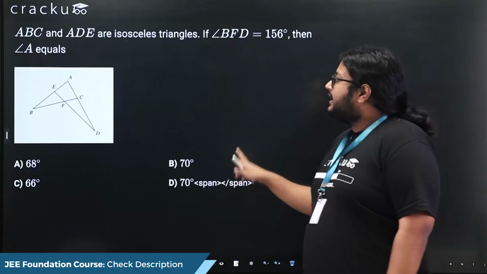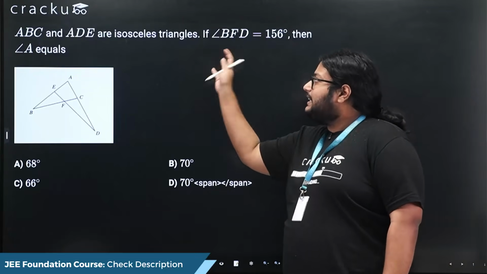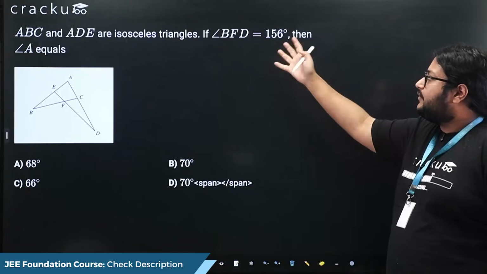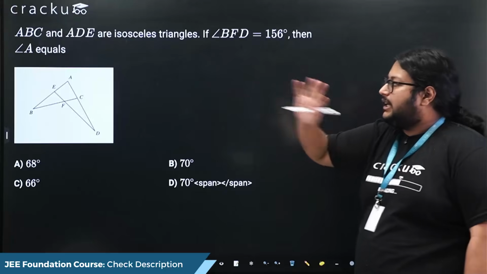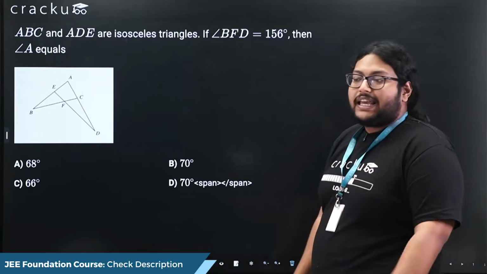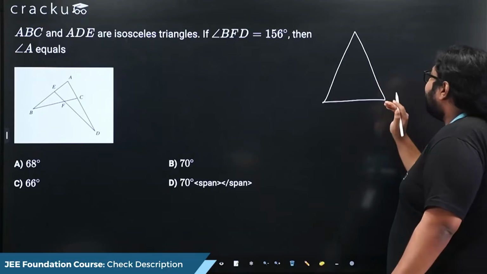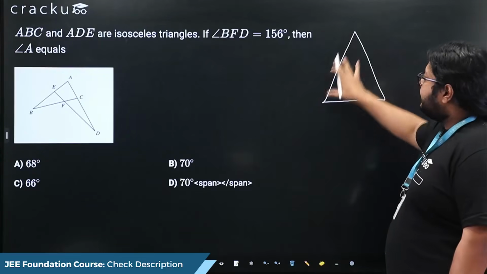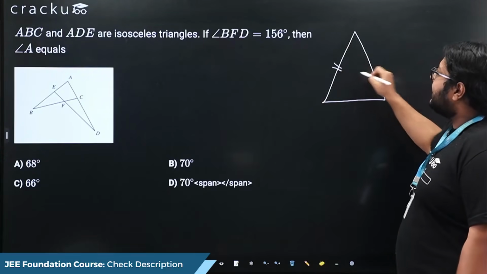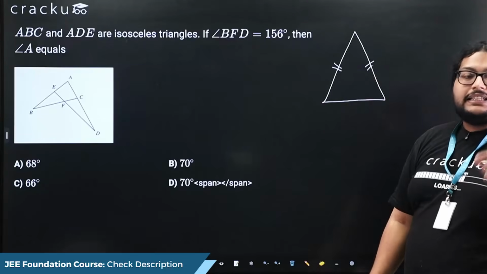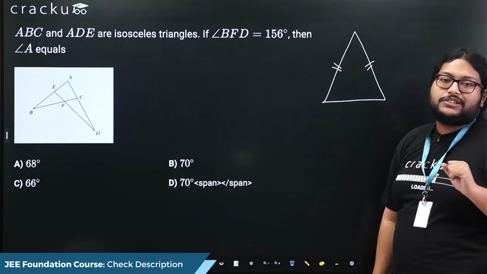In this question, we are told that ABC and ADE are isosceles triangles. If BFD is 156, then angle A equals. What is an isosceles triangle? An isosceles triangle is a triangle which has two sides equal. So if this is a triangle and this side is equal to this side, then we can say this is an isosceles triangle.